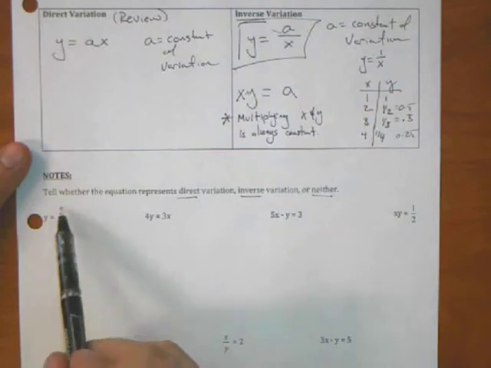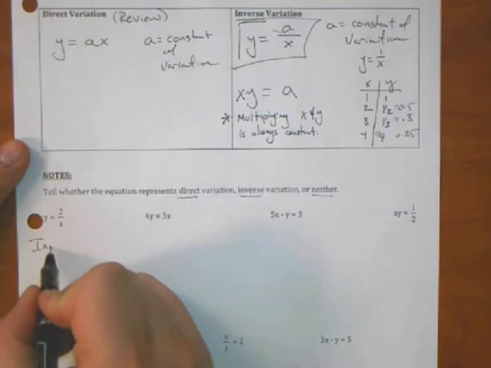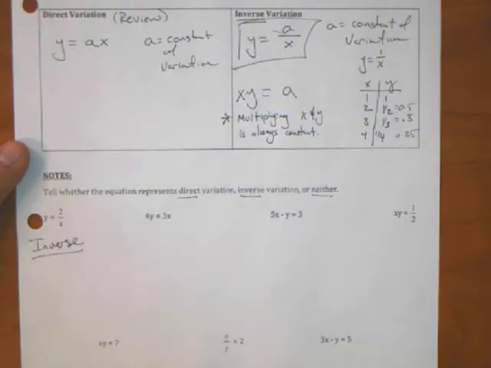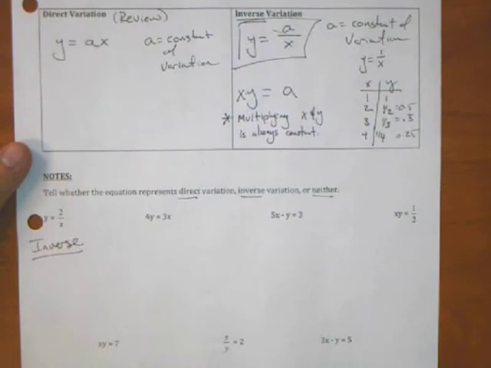Our first one, y equals 2 over x. Is this direct variation, inverse variation, or neither? Certainly inverse. It's inverse variation because it's y equals something divided by x. Certainly inverse.